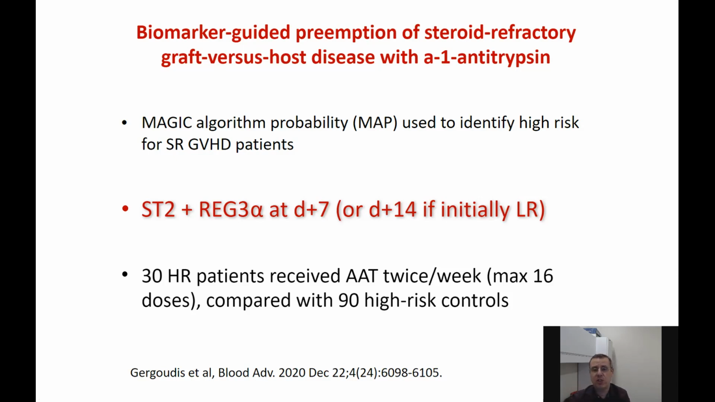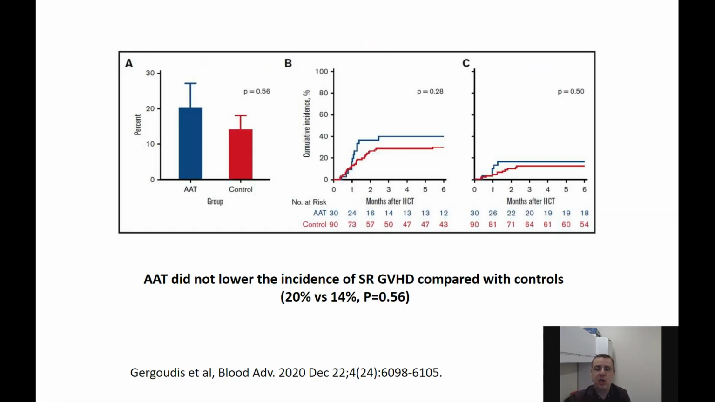So this study wanted to investigate further and see if stratifying preemptively the high-risk patients can lead to a lower frequency of steroid refractory graft-versus-host disease. Unfortunately, this trial failed. So despite the identification of the high-risk patients, this drug did not decrease the chance of steroid refractory graft-versus-host disease. However, as a proof of principle, this demonstrated how using biomarkers we can guide clinical trials and develop clinical trials to identify treatments that can prevent steroid refractory GVHD.